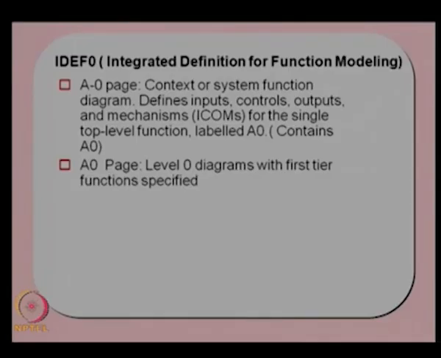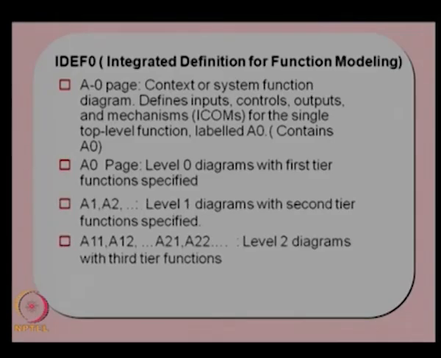Then we have the A0 page, which is the A0 function decomposed into its level 1 functions. So the level 0 diagram, A0, has the first tier functions specified. In the A0 diagram we specify the first tier functions, and they will be referred to as A1, A2, A3 and so on, depending on the number of functions. So A-0 or the context diagram contains the function A0, and the A0 diagram or level 0 diagram contains the level 1 functions A1, A2, A3 etc., and so on it goes.